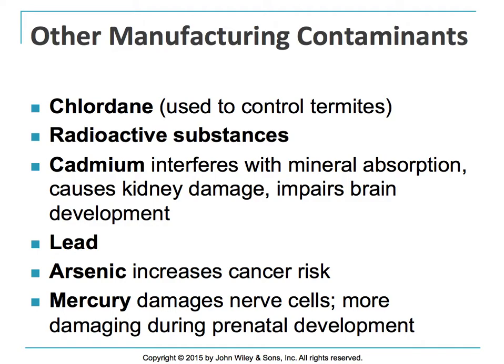Other manufacturing contaminants include chlordane, which is used to control termites and can sometimes find its way into the soil or water. Some radioactive substances, cadmium, which interferes with mineral absorption and can cause kidney damage and impair brain development. Lead, arsenic, which increases cancer risk, and mercury, which can damage nerve cells and is more damaging during prenatal development.